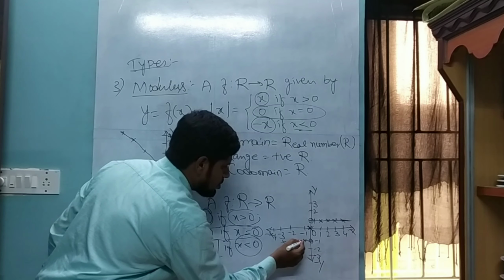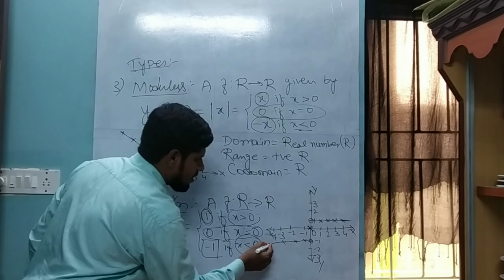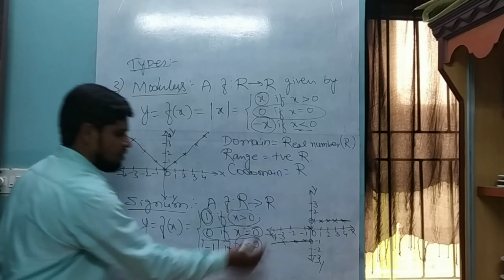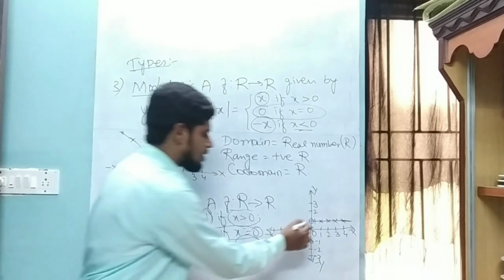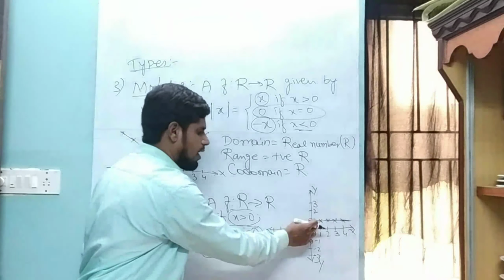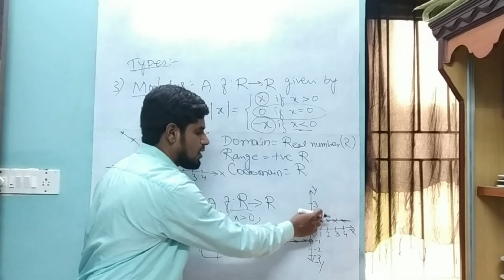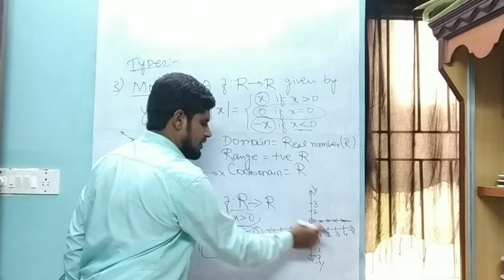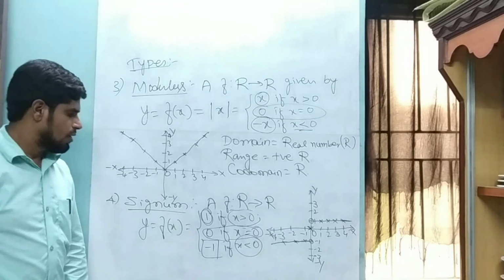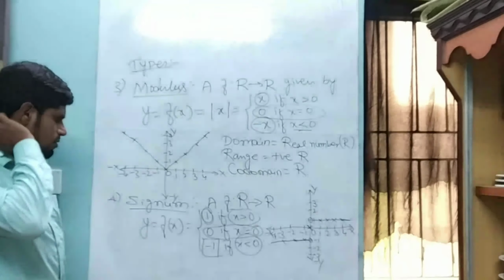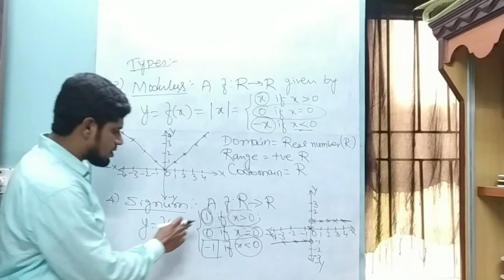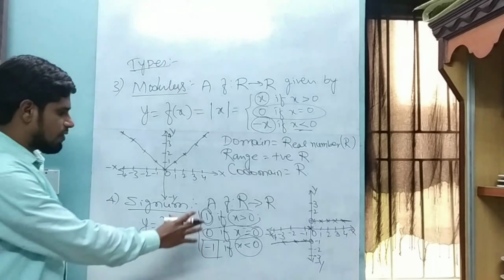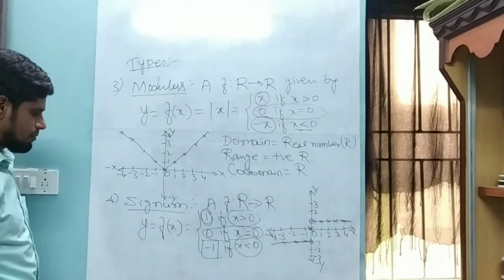Then if I start joining these points, I will get a line parallel to the x-axis from below the origin. Here, if I start joining the points, I will get a line parallel to the positive x-axis above the origin. So this is the graph of the signum function. And the function always gives only 3 answers. What are the 3 answers? Positive 1, 0 and negative 1. These are the 3 answers it will give for any real number.